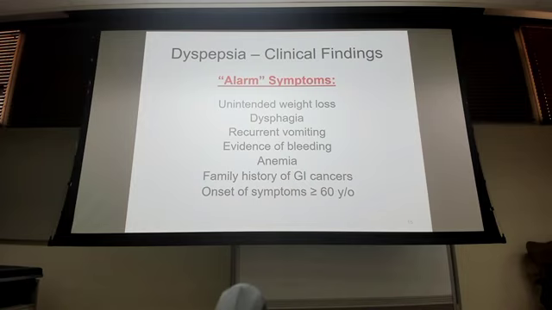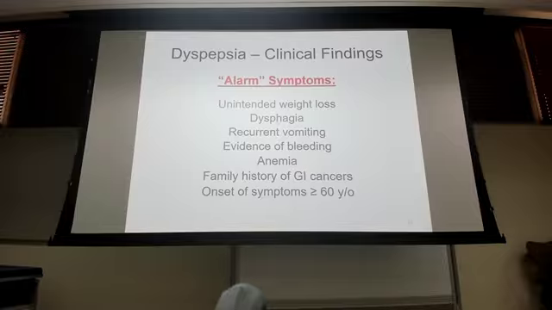And here they are. Unintended weight loss. You've got the signs and symptoms of dyspepsia, which we discussed, and you have unintentional weight loss, dysphagia. What's dysphagia? Difficulty swallowing, right. Recurrent vomiting, any type of bleeding, meaning from your GI tract, either out your mouth or out your rectum.